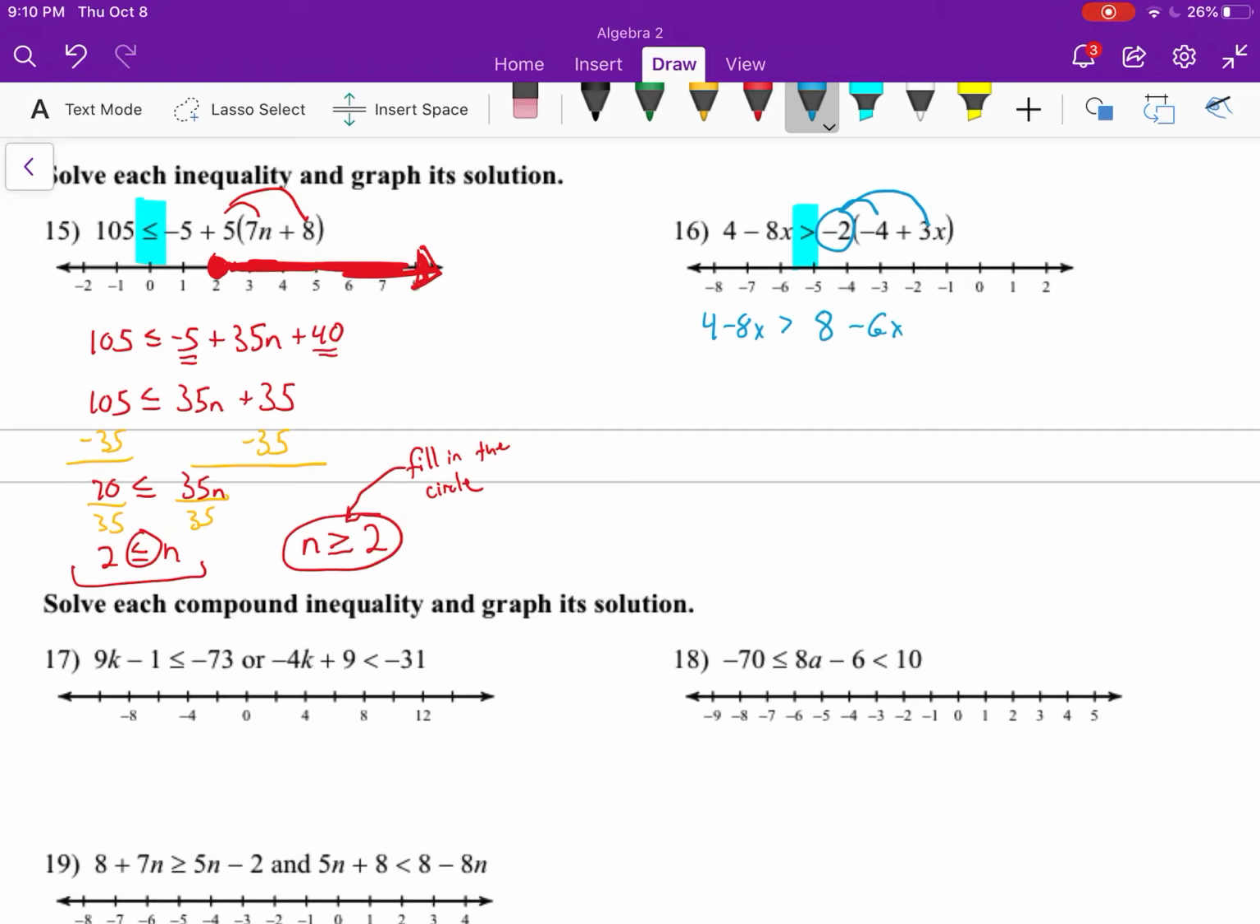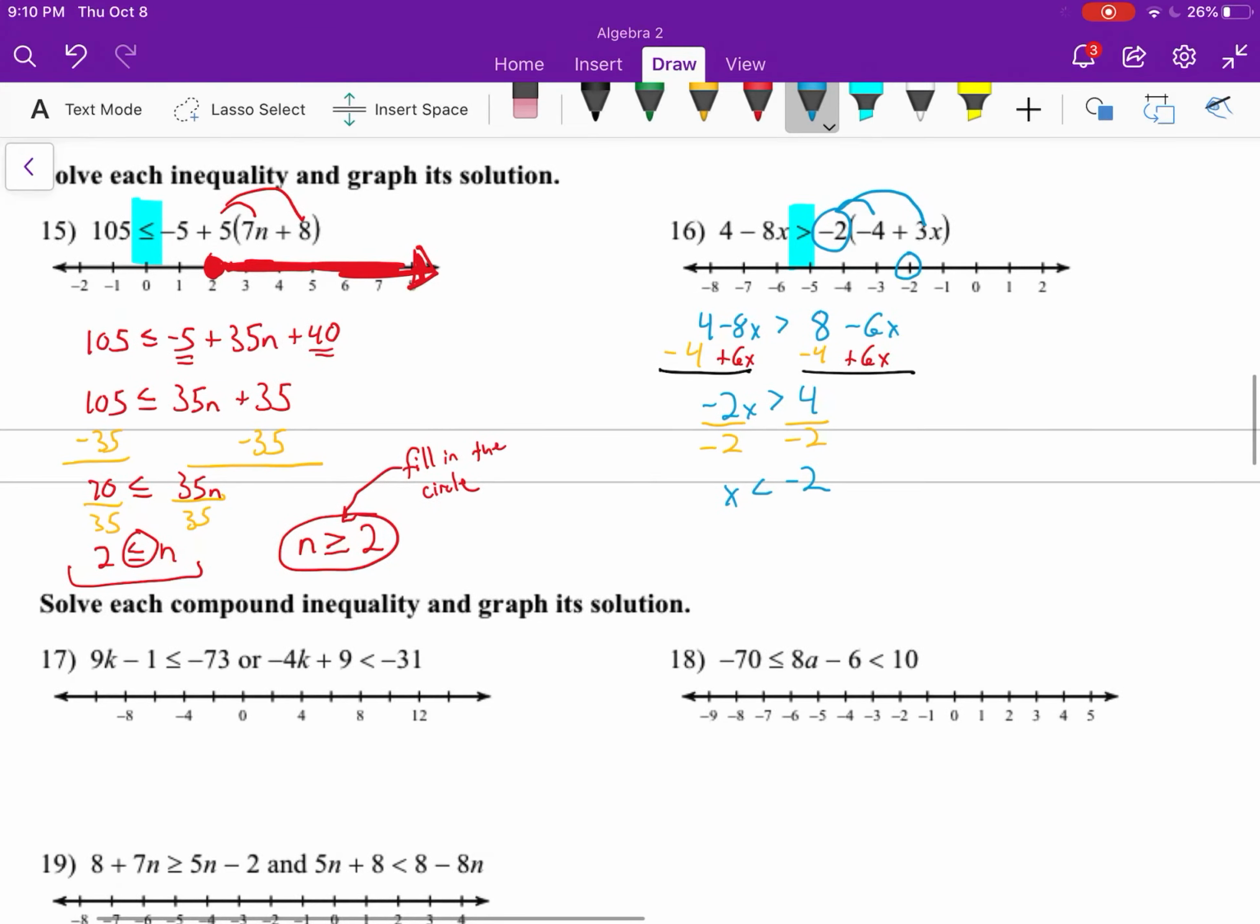Now, both sides are simplified. Let's get the variables to one side. With inequalities, it's helpful to get things to the left side. So let's go ahead and add 6x to both sides. And at the same time, we can go ahead and subtract 4 from both sides. And so this will be negative 2x is greater than 4. And we have to divide both sides by negative 2 to solve. But we're dividing by a negative. Make sure we switch the direction of the sign. 4 divided by negative 2 is negative 2. So this one says x is less than negative 2.